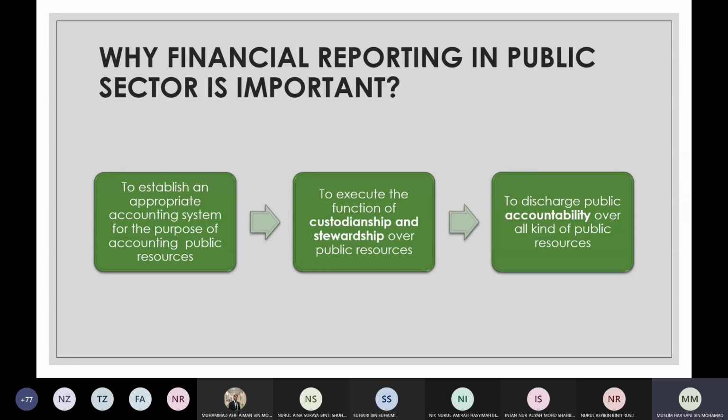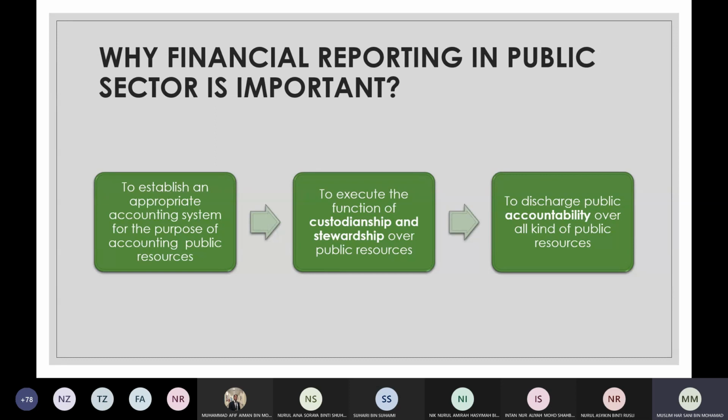Why is financial reporting in the public sector important? First, to establish an appropriate accounting system for the purpose of accounting for public resources. Why is an accounting system needed? Once you have an accounting system, they will be able to prepare financial reports.